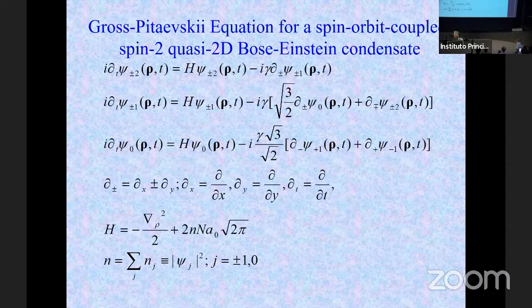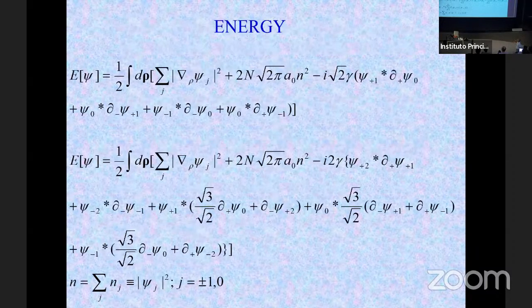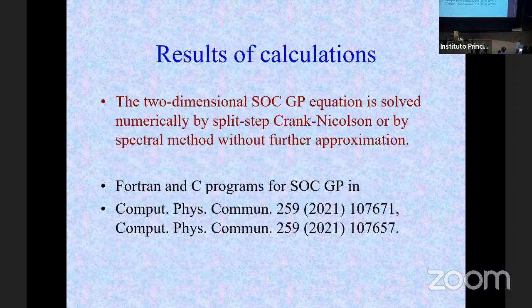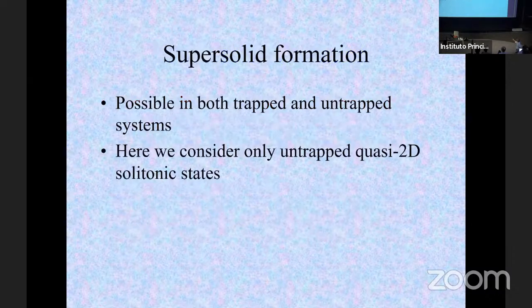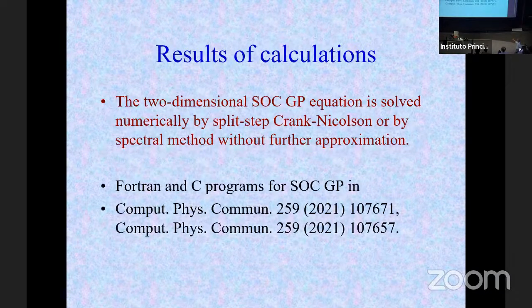Now we'll show some results. And again, we can calculate the energy, as in a Gross-Pitaevskii equation, but it's a technical thing. We'll solve the 2-dimensional spin-orbit coupled GP equation numerically, and these are the programs which are published in these papers.